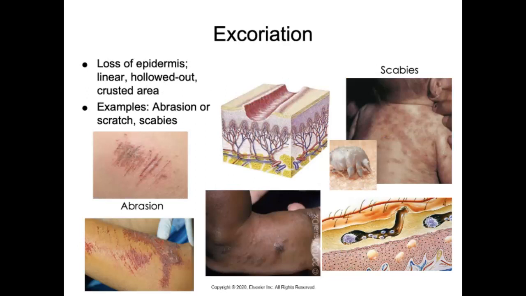Next, we have excoriation, and this is when we have a loss of the epidermis, which you see pictured here. It is linear and hollowed out and could be a crusted area. So an example would be an abrasion, which we see pictured over here, or it could be a scratch, or scabies, which I put a picture here of scabies taking place in someone with dark skin and light skin.